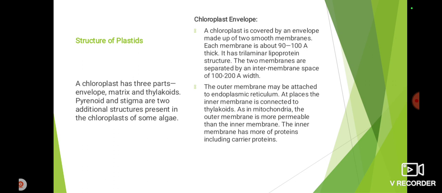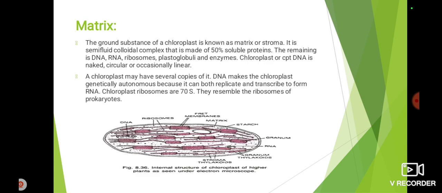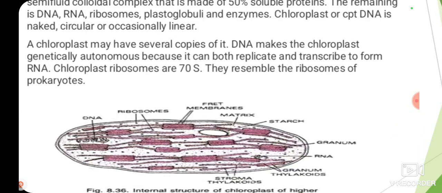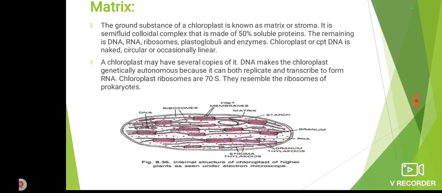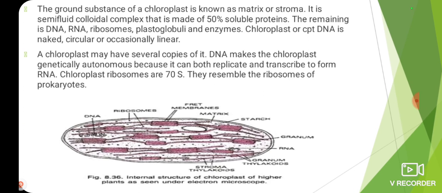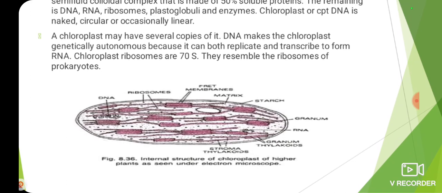The inner membrane has more proteins, including carrier proteins. Now the matrix: the ground substance of a chloroplast is known as the matrix or stroma. It is a semi-fluid colloidal complex made up of 50% soluble proteins. The remaining is DNA, RNA, ribosomes, plastoglobuli and enzymes. Chloroplast DNA, or cpDNA, is naked, circular, or occasionally linear.